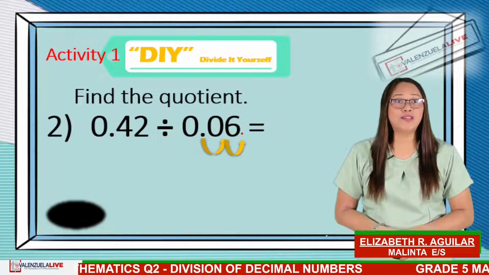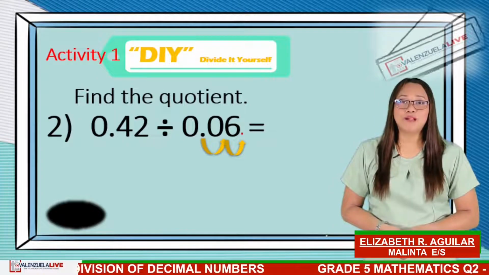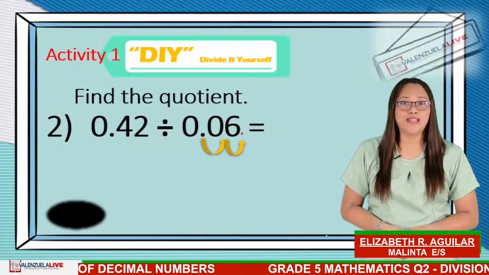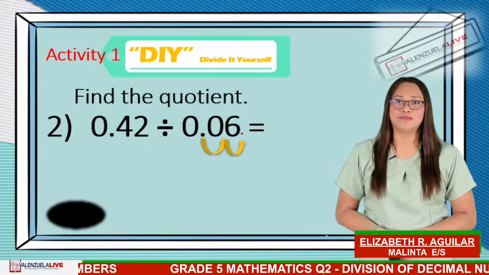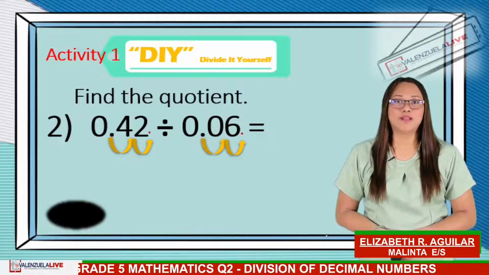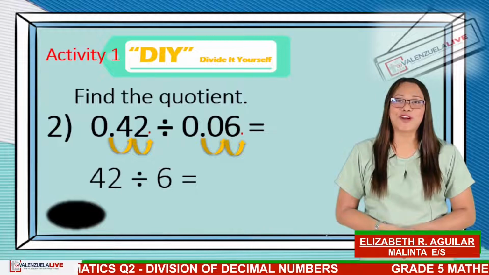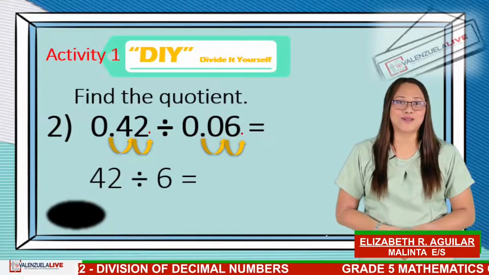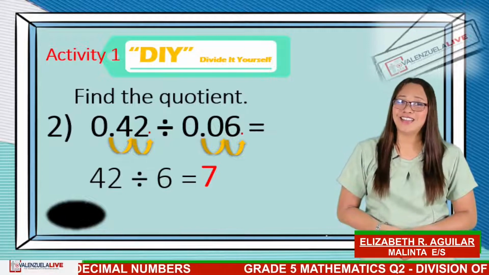Then with the dividend, we also need to move the decimal point 2 places to the right, since we moved 2 places in the divisor. Okay, so we have 1, 2. So this time, it will become 42 divided by 6. So 42 divided by 6 is equal to? Great, it's 7. All right, did you get it?